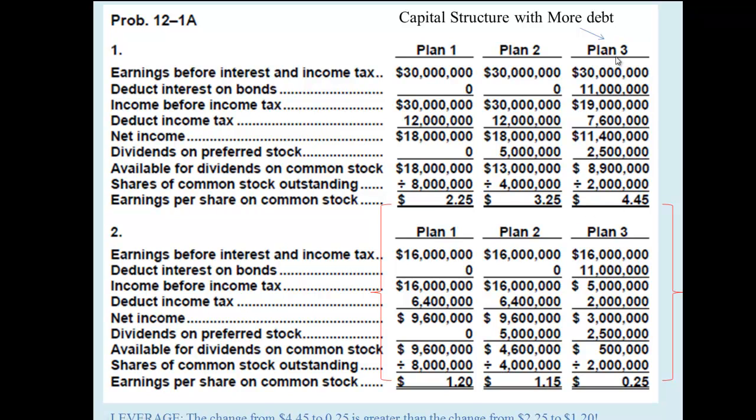Plan 3 has more debt, and we can see that there is a larger difference from 25 cents per share to $4.45. That's a way greater change than over here from $2.25 to this drop to $1.20. So it reacts more wildly, and that's because of the existence of that debt and the fixed nature of the interest payments that go along with having that debt.